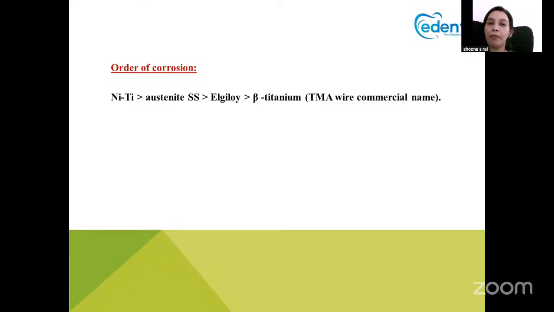So please keep in mind two important points from this. NiTi is the commonly seen material with least biocompatibility. That is mainly because it consists of nickel, which often causes allergy. And the order of corrosion is also NiTi, austenitic, followed by eugenol and beta titanium, right?